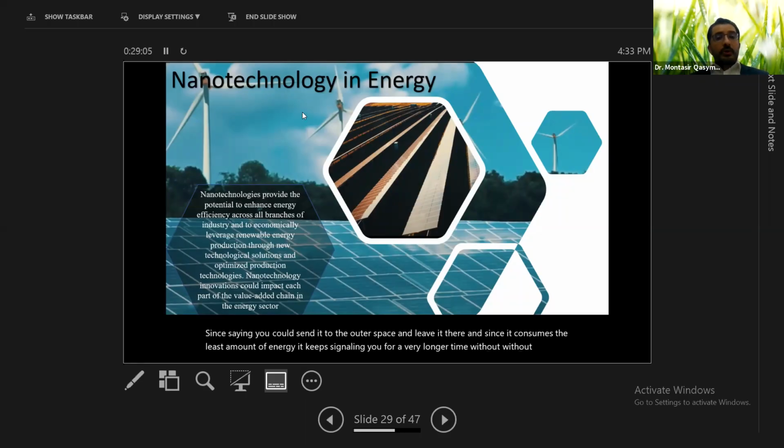Now, nanotechnology also is very important in energy. All of us know the importance of renewable energy, but the efficiency of renewable energy, if you talk about solar cells, reaches a specific limitation, limited by the efficiency of the material. The material's efficiency can be boosted by engineering this material using nanotechnology.